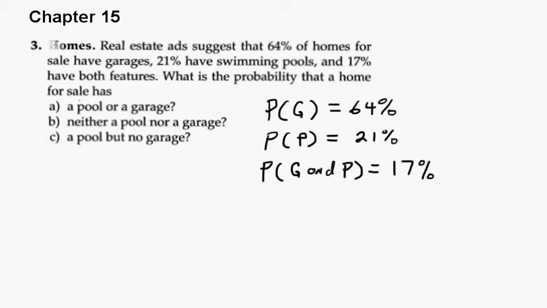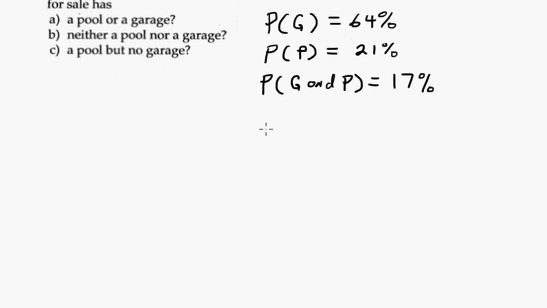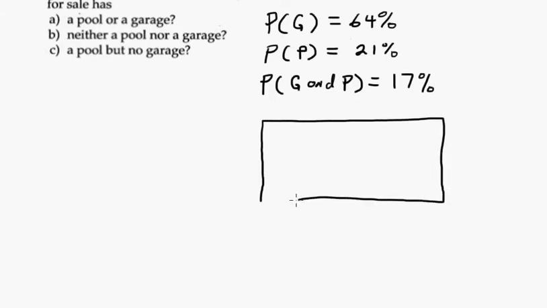Now the authors also promote the idea of always making a picture whenever you can. So what we're going to do is go ahead and make a picture of this situation. And we're going to use a Venn diagram. Okay. So let's call this circle the probability of a garage, and the whole thing is going to be 64%.